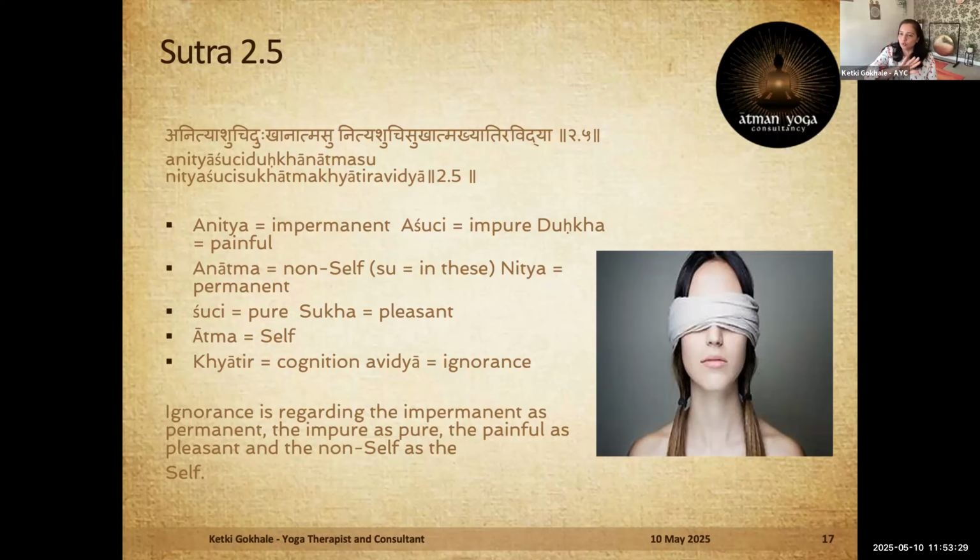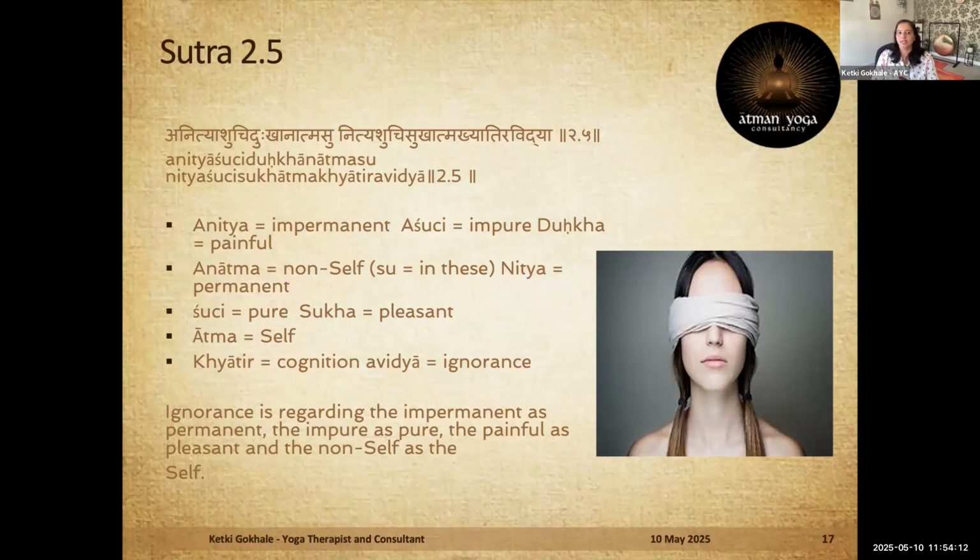And anatmasu atma. So nothing is constant. Anatma, or whatever is not real, we take it as real. The worldly things we are experiencing, we take as real, absolute truth. But that is only relatively true. Correct? So there lies the lack of knowledge.